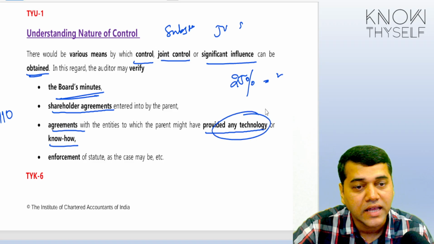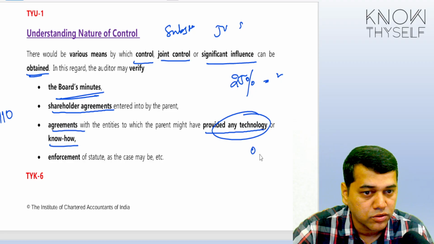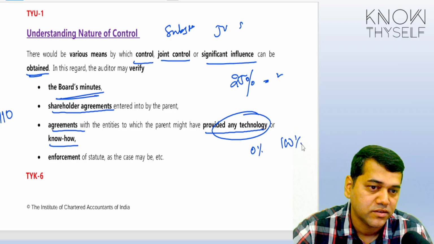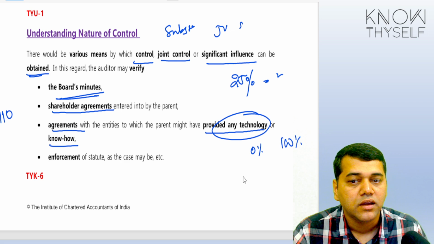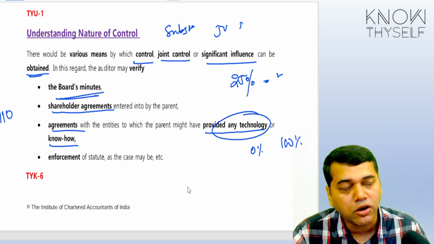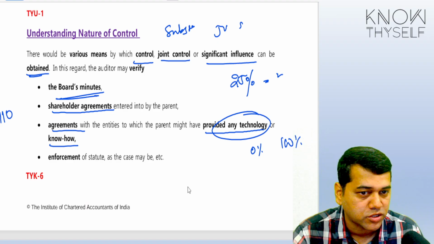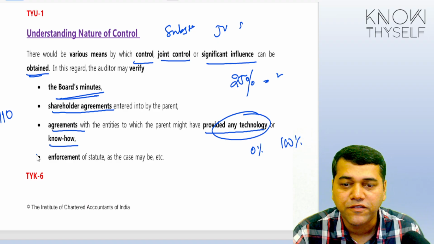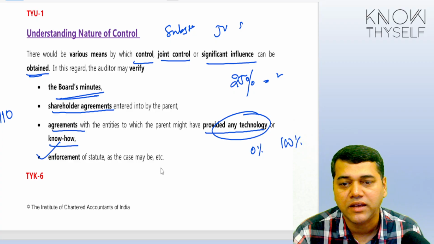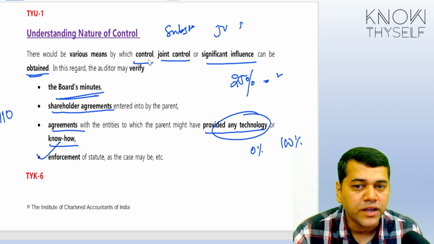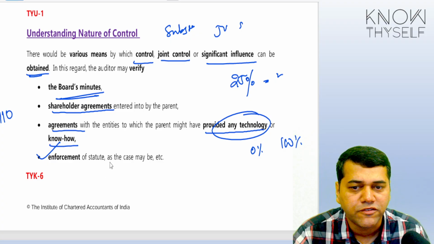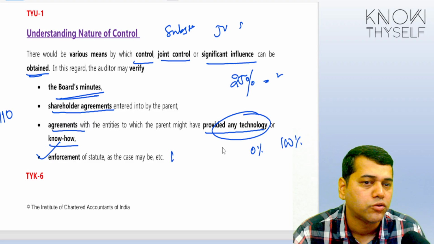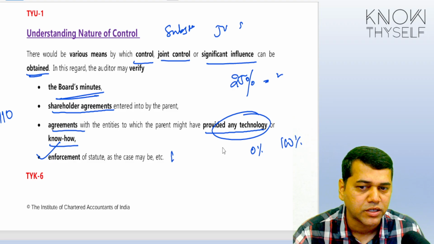you might have controlled one organization by providing technology or know-how. In that case, your equity interest is 0, NCI is 100%, but still you have to consolidate their assets because you are controlling that organization, and you have got a variable element, and you have got an ability to get that variable portion from the business, and enforcement of statute as the case may be. So you need to verify the board meeting, shareholder agreements with the technology providing partners, and your law. Enforcement of statute means the legal rules, law and regulations you need to understand.